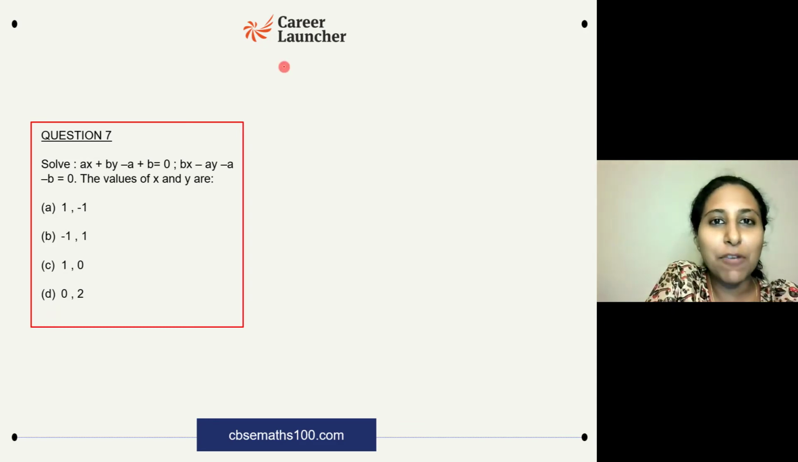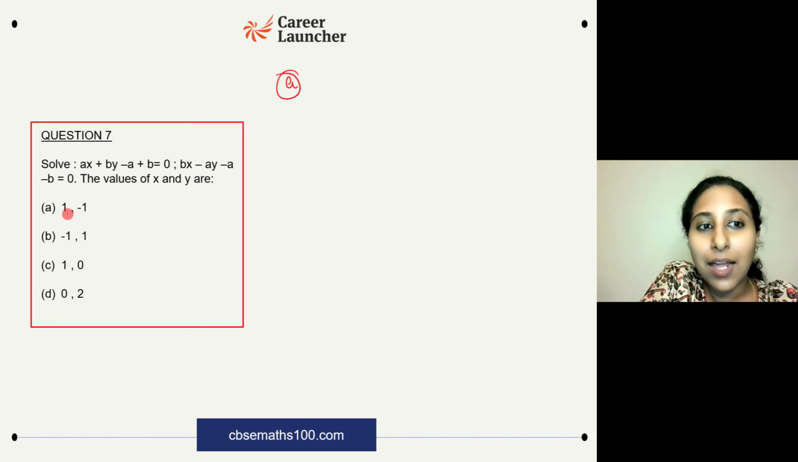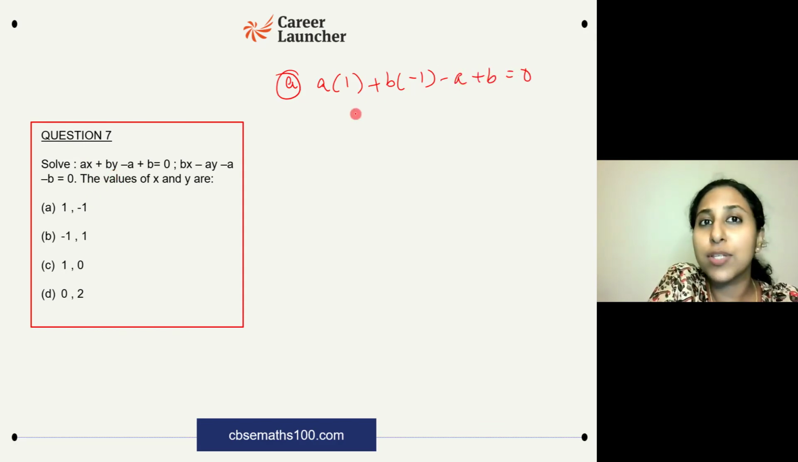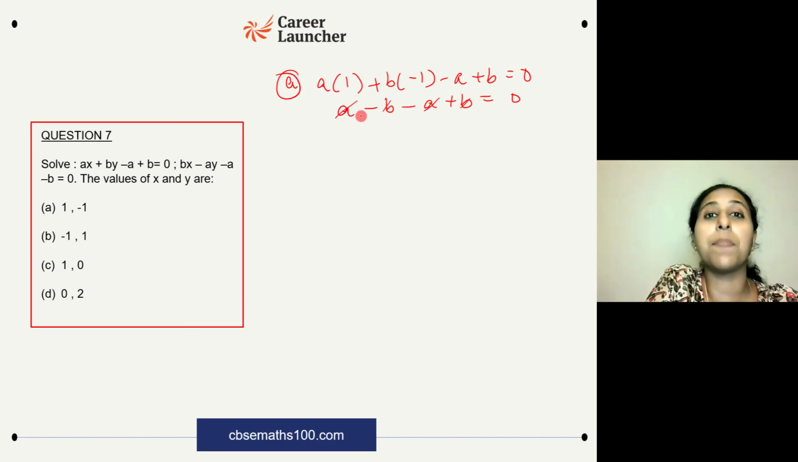For example, if I'm substituting the answer given in option A, I have x is equal to 1, y is equal to minus 1. Let's substitute and see what happens. I will get a into 1 here plus b into minus 1 when I substitute y is minus 1, minus a plus b is equal to 0. Let's see whether this is true. You get a minus b minus a plus b is equal to 0. Here you can see that yes, this statement is becoming true.